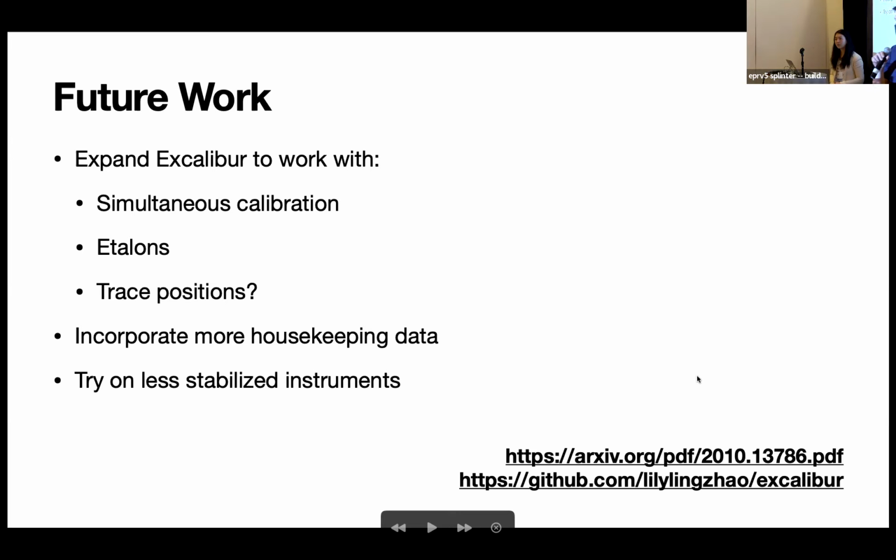One more quick question. Thanks, Eddie. So if I understood properly, you only apply Excalibur to the laser frequency comb data. What do you do in the blue in that case? Move on. Thanks again, Lily.